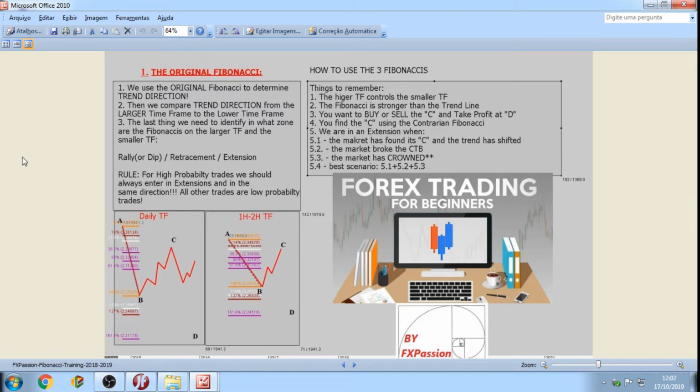News trading is good, it is great, but it's risky. But in advanced, you have two news trading strategies. You have the basic news trading strategy and you have the advanced news trading strategy, and the advanced news trading strategy is a part of the Fibonacci sequence.